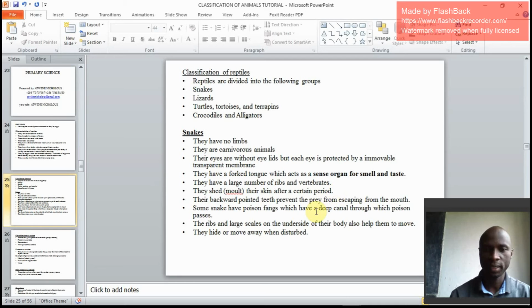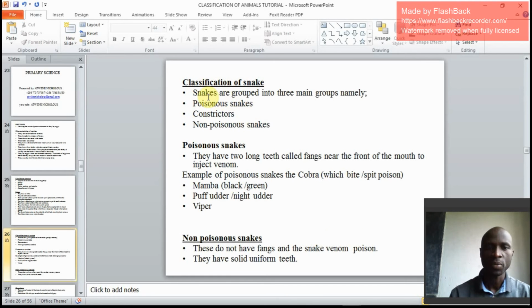Their backward pointed teeth prevent prey from escaping from the mouth. Once it has got a prey, that backward teeth will make it not move away from the mouth. Some snakes have poison fangs which have a deep canal through which poison passes. The ribs and large scales on the underside of their body help them to move. They hide or move away when stabbed. Snakes are also classified into poisonous, constrictors, and non-poisonous.